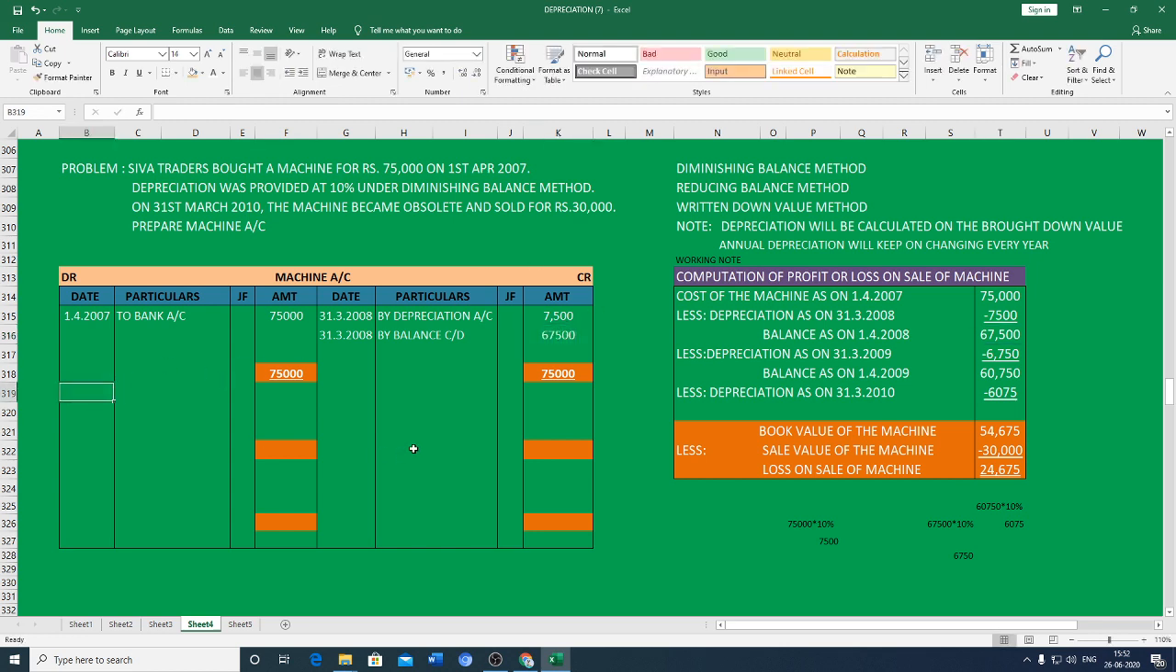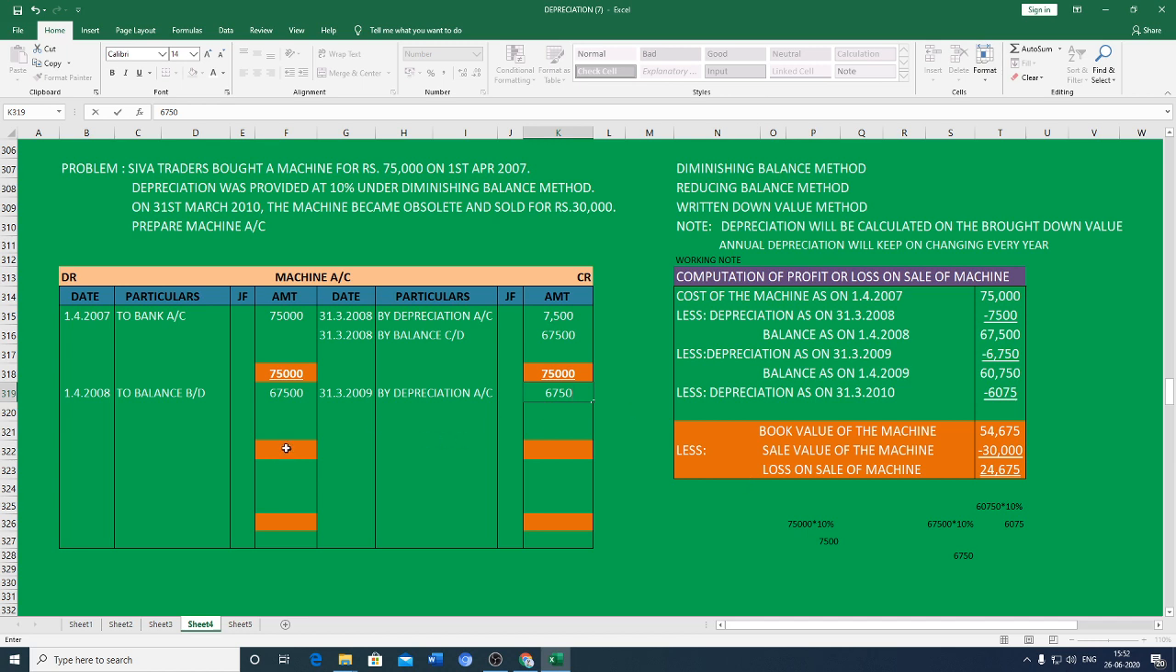67,500. Again second. It is beginning of next financial year, 1/4/2008. Here we will take the previous year balance as opening balance for the current year. What is the previous year closing balance? 67,500. That will become opening balance for the current year. Now again 31st March 2009, ending of this financial year. Again we have to calculate depreciation. Depreciation account amounted to rupees what? It is 6,750.